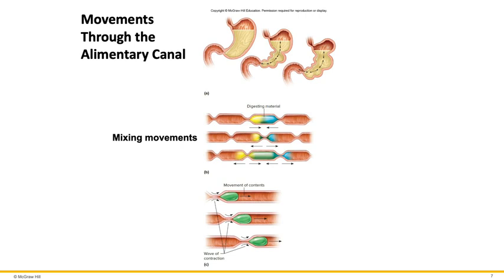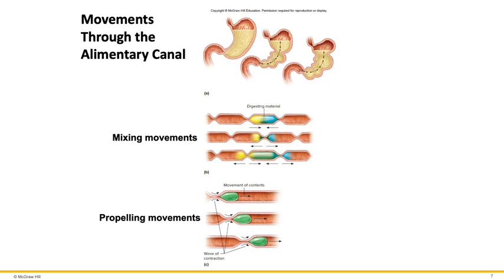There are 2 types of movements in the tube of the alimentary canal. These movements are mixing movement and propelling movement. Mixing movements, which are a type of mechanical digestion, help the food mix with digestive juices and mucus. This type of movement is due to rhythmic contraction of the circular muscle layer.